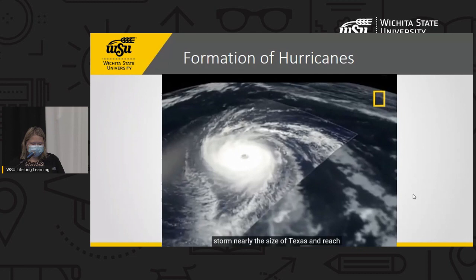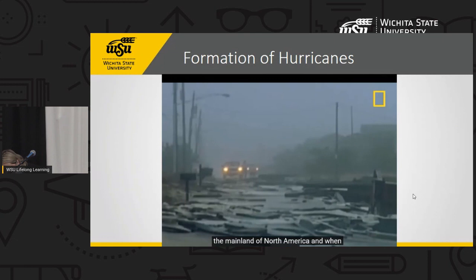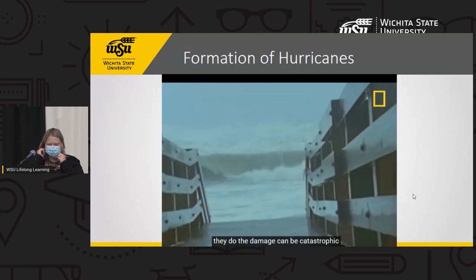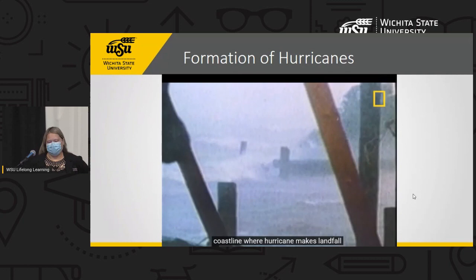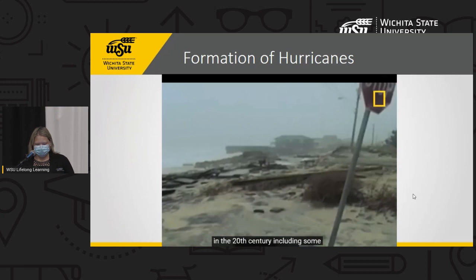Most of these storms spin out over the open sea, but in an average year, two or three will strike the mainland of North America. And when they do, the damage can be catastrophic. Most dangerous is the storm surge, a wall of water that sweeps across the coastline where a hurricane makes landfall. About 45,000 people were killed by hurricanes in the 20th century, including some 15,000 in the United States.